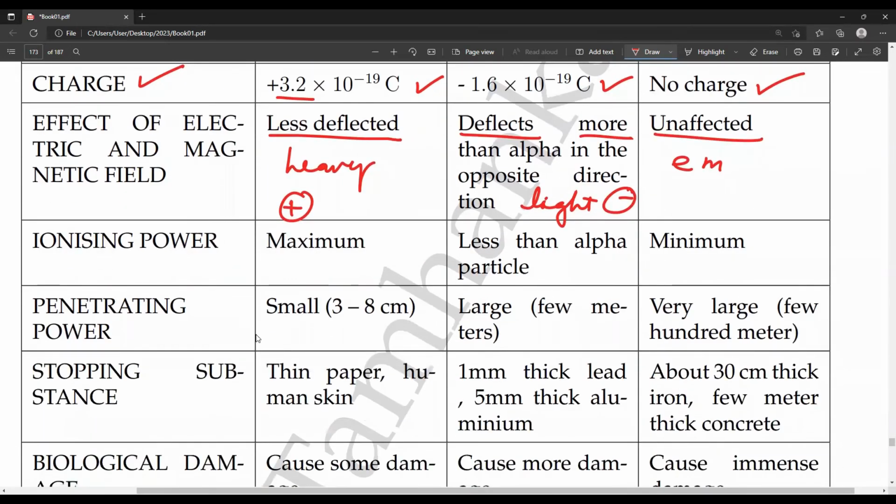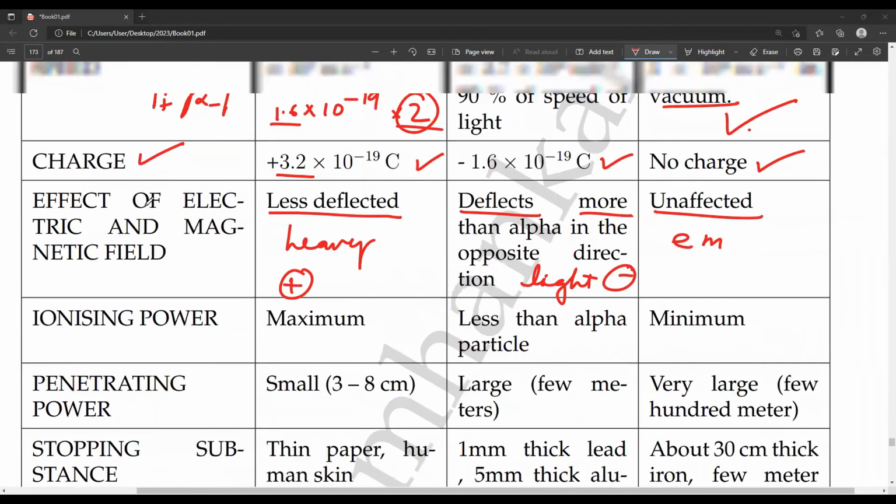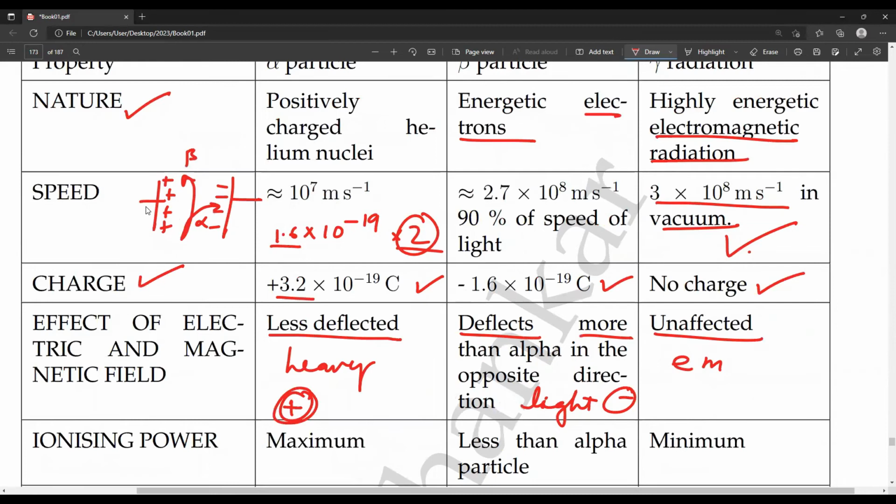Can you explain it again? Why do they deflect? The alpha particle is positive. The beta particle is an electron, which is negative. Therefore, when they enter the electric field, a positive charge will move toward the negative. If a negative charge enters the electric field, it will move toward the positive. That is called deflection.